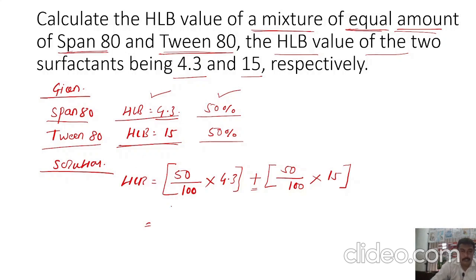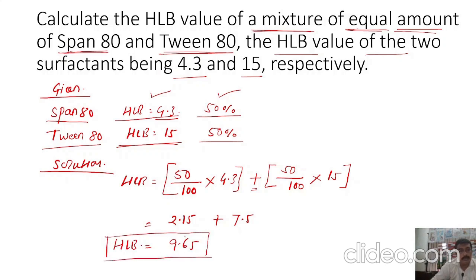You will get 2.15, plus 50 divided by 100 multiplied by 15, you will get 7.5. Later on add these two values: 7.5 plus 2.15, you will get 9.65. This is the HLB of your mixture. This mixture contains two surfactants, Span 80 50% and Tween 80 50%. So in this way you have to solve the problem.